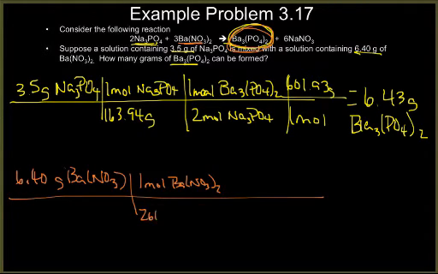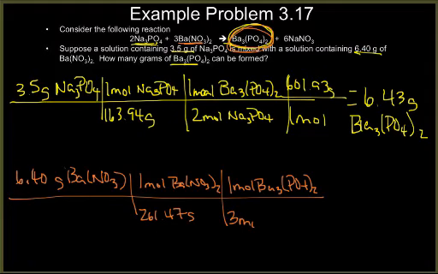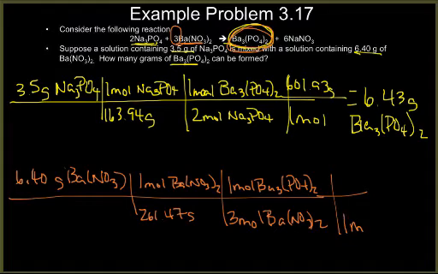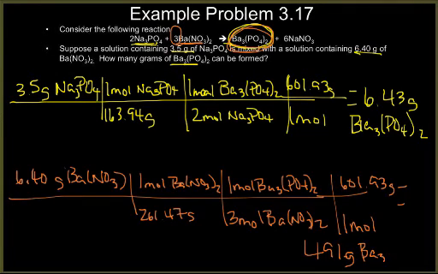And that's 261.47 grams. Do the mole ratio. I'm still going 1 mole barium phosphate to 3 moles this time because of this, barium nitrate. And then finally back to grams of that, just like I did the last step up there. That's still 601.93 grams. And that gives me 4.91 grams of Ba3(PO4)2.